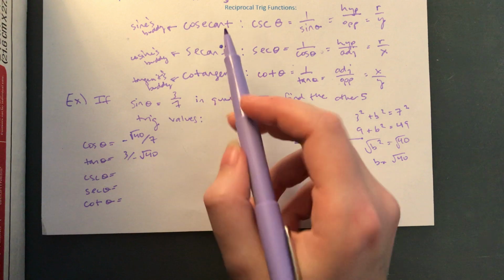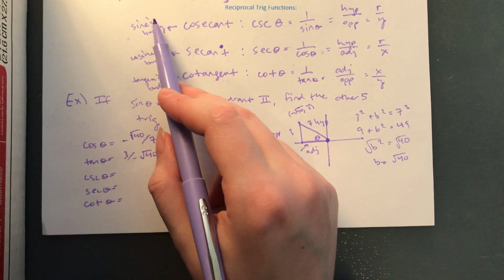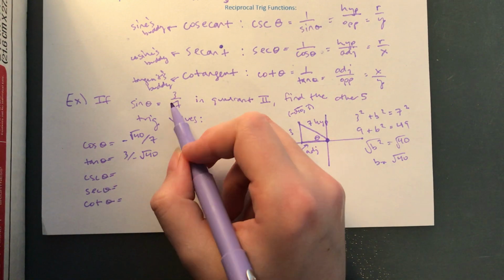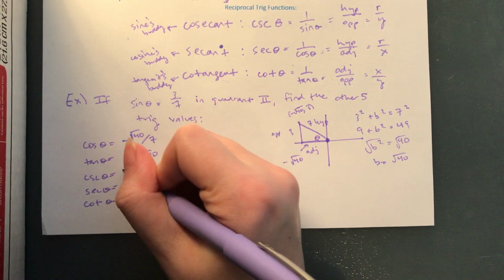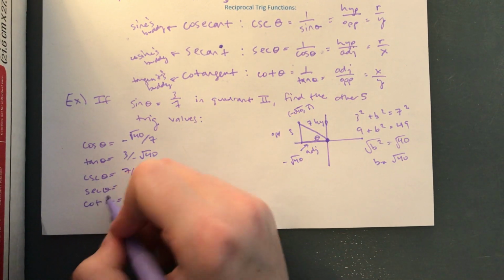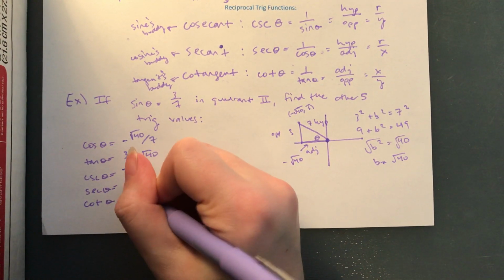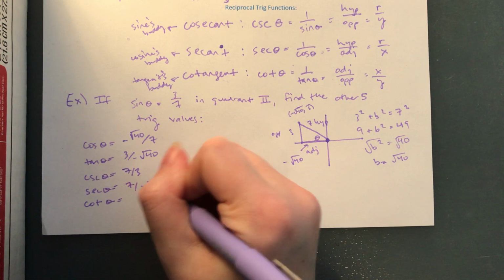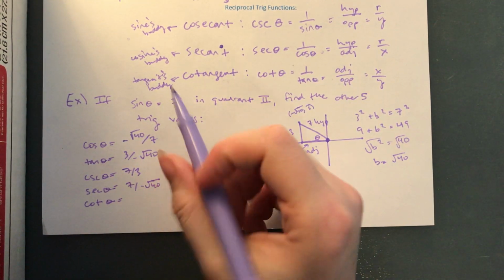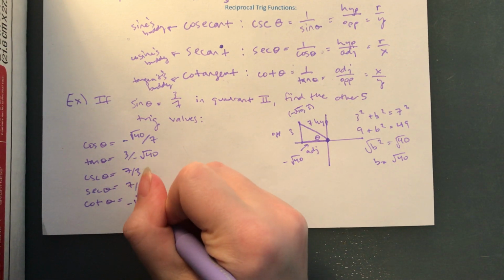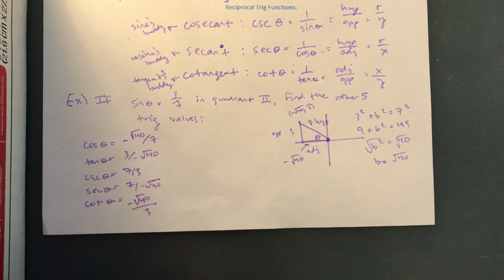So cosecant, remember, is sine's buddy. You're going to take your sine value, which is in the problem, and flip it. So if sine was 3/7, then cosecant is 7/3. Secant is cosine's buddy. So if cosine was negative root 40 over 7, secant is 7 over negative root 40. And lastly, cotangent is tangent's buddy. Tangent was 3 over negative root 40, so cotangent is negative root 40 over 3.